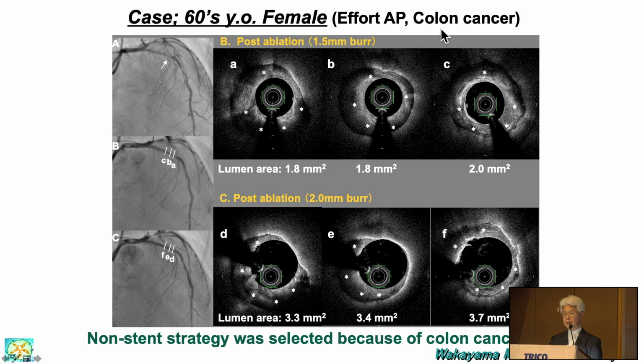So this is another case, colon cancer. She had chest pain before the operation. The surgeon referred her to us to check. And here is a stenotic site. No device could pass this portion. Therefore, we did a rotablator.